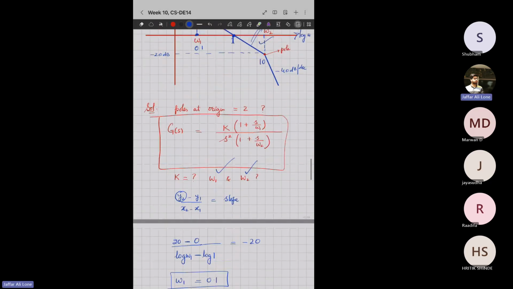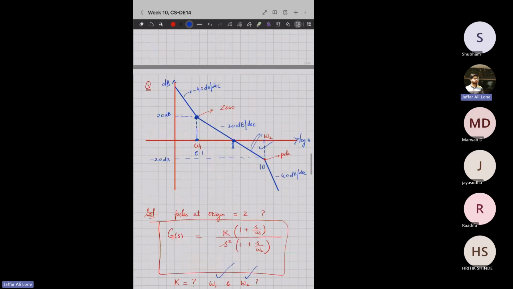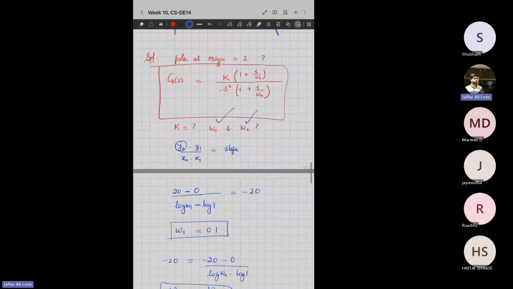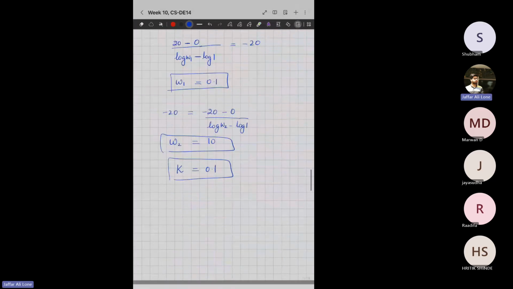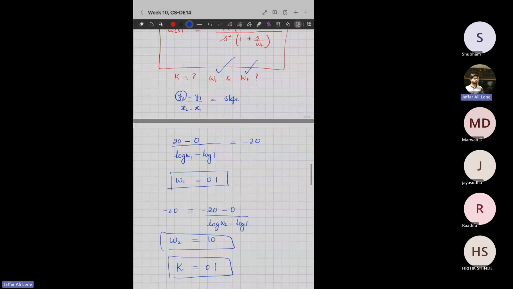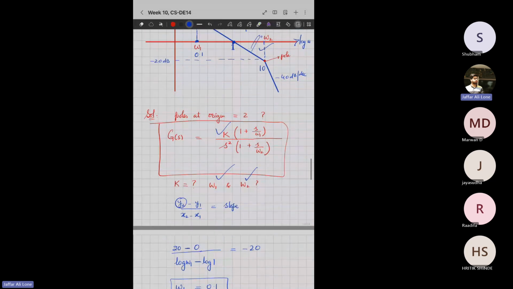So you can use any formula. You can use that when your magnitude is 0, the slope is minus 20, there are two poles at the origin, and just solve it and you'll get it. Then after this, you're done. You're done with the transfer function, because that's all you needed.